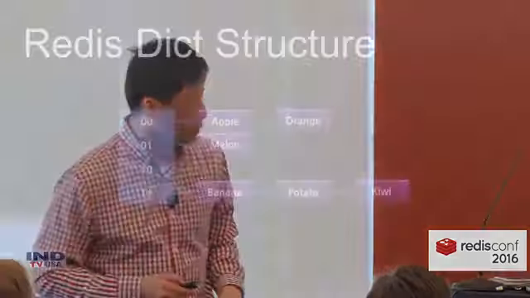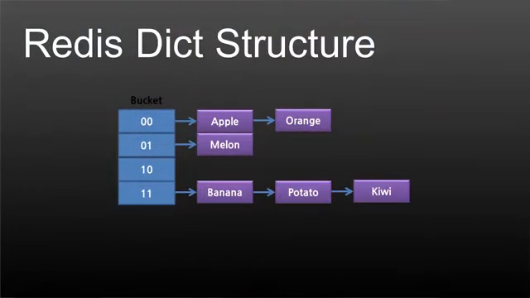without performance degradation. Why? This is the Redis dictionary structure. It is a hash table. After hashing keys, Redis bit-masks the hashed key with some bits, and the result of bit masking is the index of the hash table. So there are 4 buckets and 6 items: apple, orange, melon, banana, potato, kiwi.